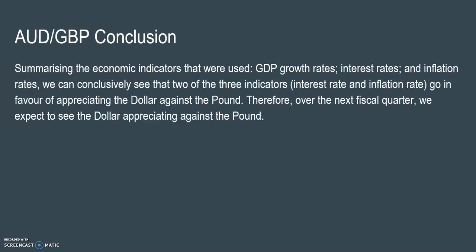So to summarise the Australian dollar against the Great British pound, the economic indicators that were used were the GDP growth rates, the interest rates, and the inflation rates. Based on these, we can conclusively see that two of the three indicators, which are interest rate and inflation rate, go in favour of appreciating the dollar against the pound. Therefore, over the next fiscal quarter, we expect to see the dollar appreciating against the pound based on the information that we have gone through.